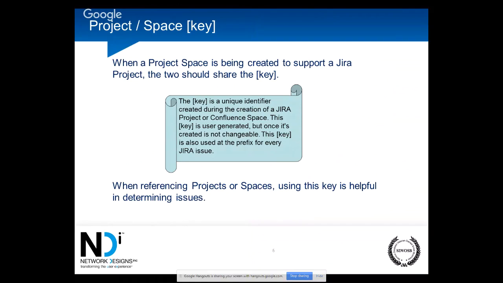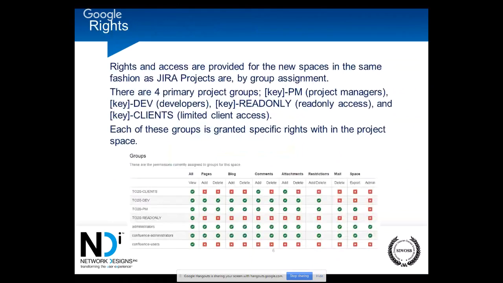So the key is a unique identifier. It's really all it is. It's a pretty simple component. Oh, look, I do have a slide for it. Yay. So here's your groups. Key group in this case would be TO20. It stands for task order 20. It's just a random group that I picked off of the existing spaces.